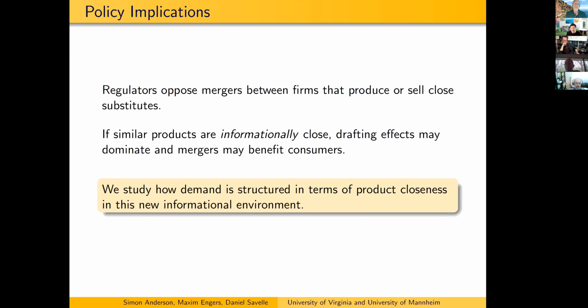And the key to this is the fact that we study how demand is structured, and we're able to look at both product closeness in terms of correlated value and product closeness in an information sense, shared search costs.